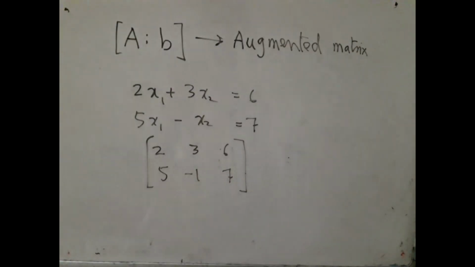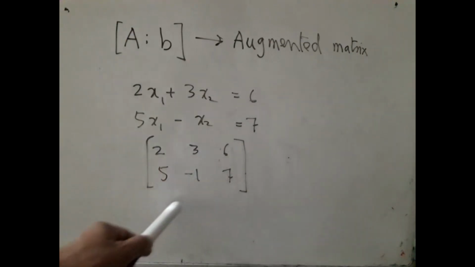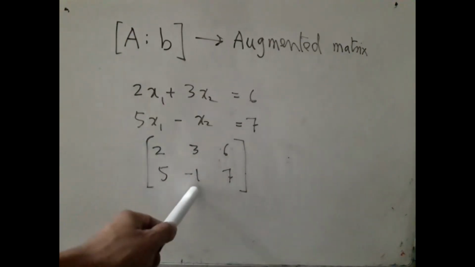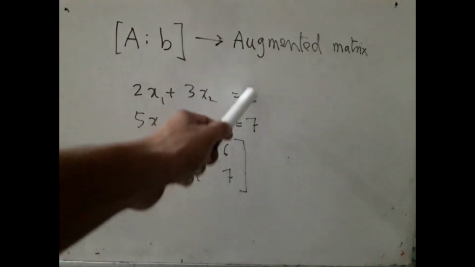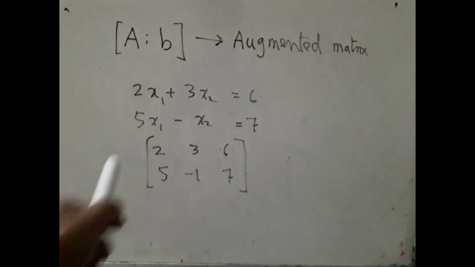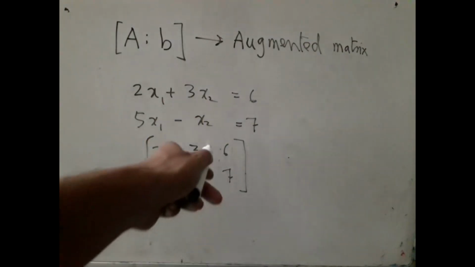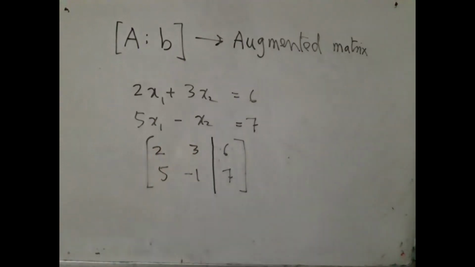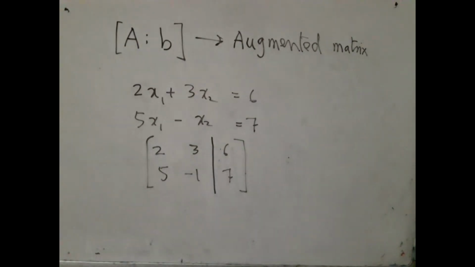So here is an example. Suppose this is our system. Then I take the coefficient matrix 2, 3, 5, minus 1 and after that append as a column 6, 7 here. So this is the augmented matrix of the system. In many cases we like to put a vertical bar as a separator. Of course, that remains the same matrix, just to remind ourselves that this is the right hand side and this is the coefficient matrix.